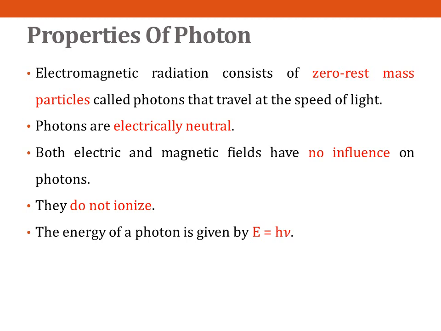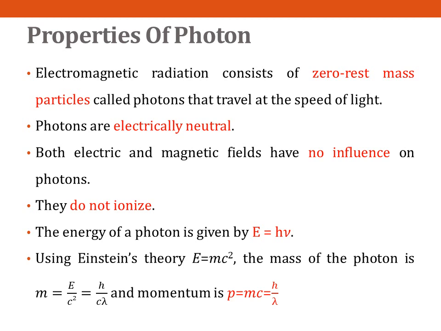Also, since photons are electromagnetic radiation particles, they possess an energy E which is equal to h nu. And using Einstein's energy-mass relationship, we have E equal to mc squared, and therefore the momentum of this photon is given by mc, which is equal to h by lambda.